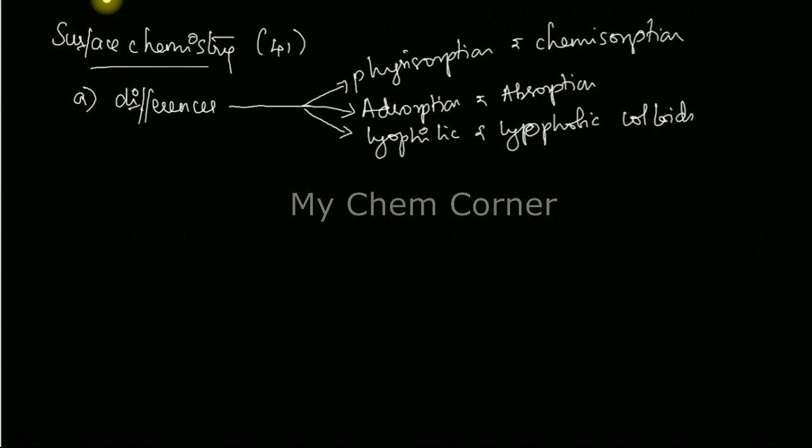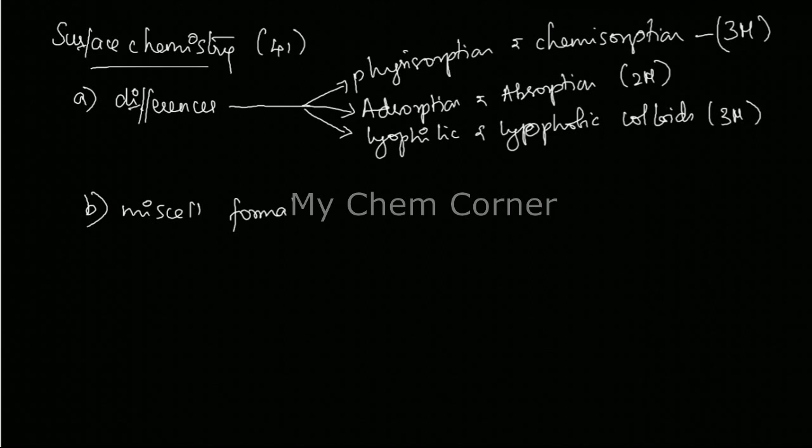Please remember that if it is physisorption, chemisorption, it's a 3-marker. Lyophilic, lyophobic is a 3-marker. These two are going to be only for 2-marker. Alright, then after this is a note on micelle formation. How micelle formation takes place. Explain the formation of micelle.